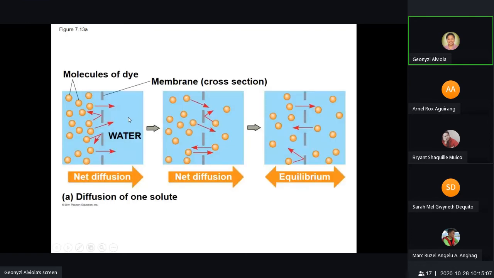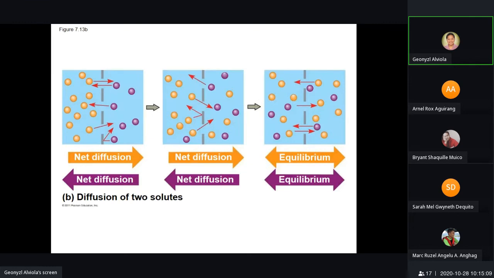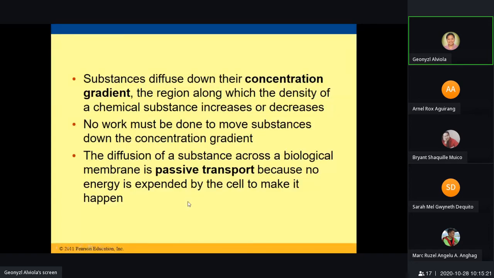In other words, whether the... Pa rin, magkaroon pa rin ng like to reach into equilibrium. Pero iba naman yung sinabi nung host na substance, it depends on the situation. Now, substances diffuse down their concentration gradient. So, the region along which the density of chemical substance increases or decreases.